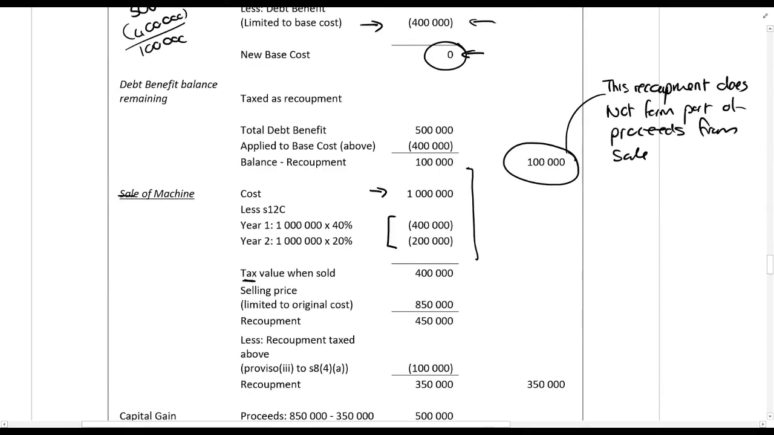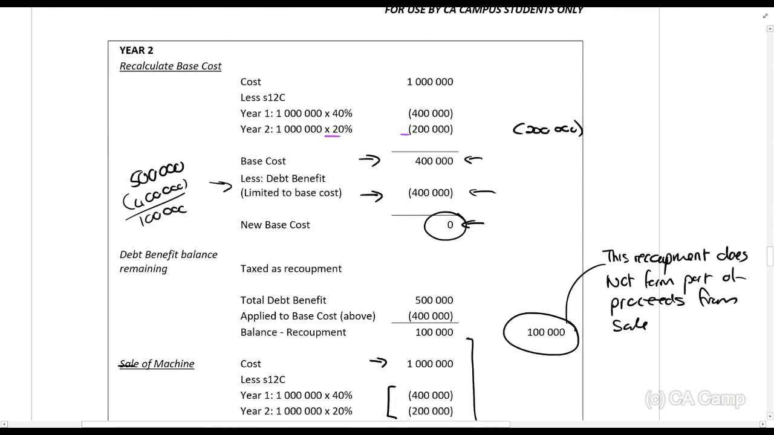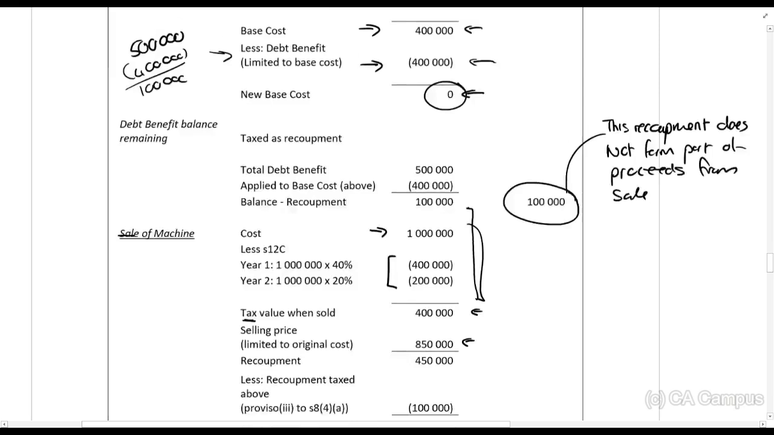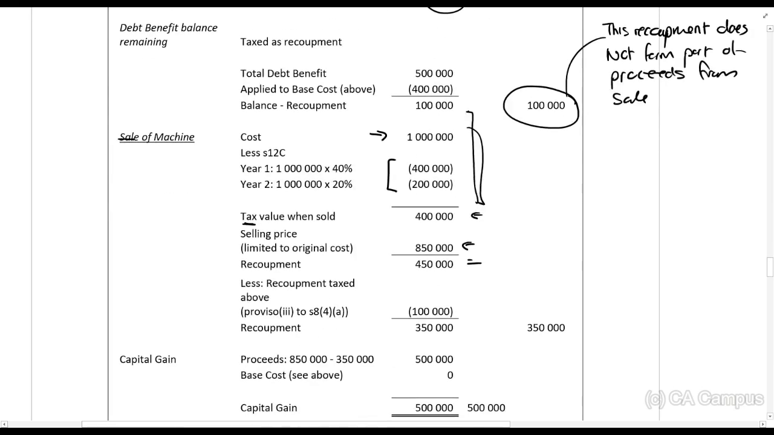Because the tax value that we've always learned to calculate does not do anything with this debt benefit. That's an issue for the base cost. So we do everything here the same. Cost less allowances gives us a tax value. Selling price limited to original cost, right, gives us a recoupment of 450,000.